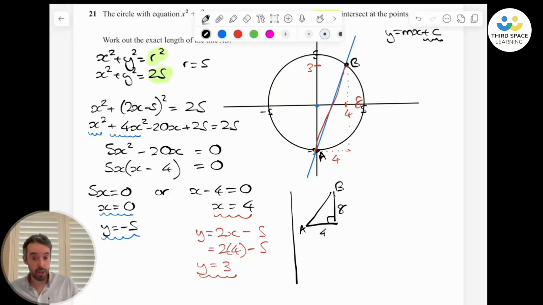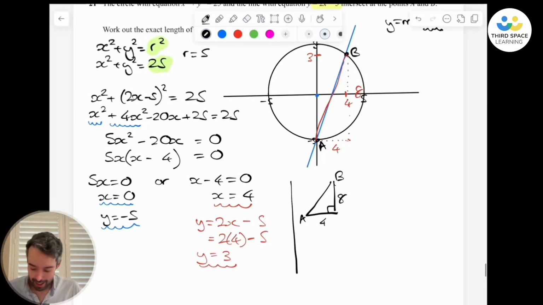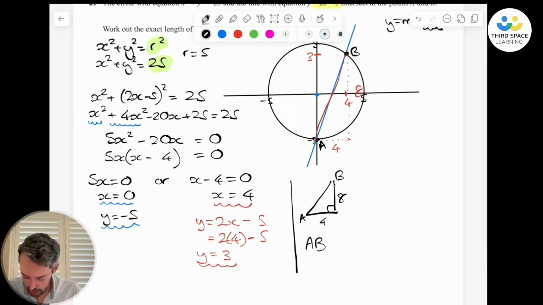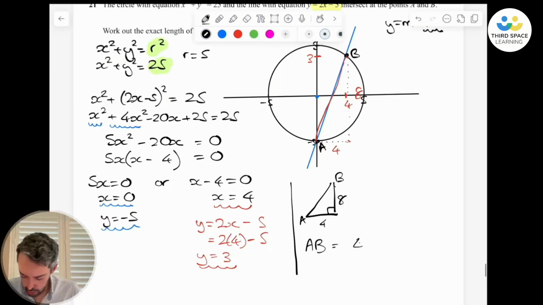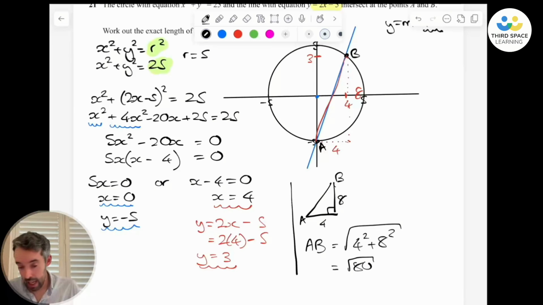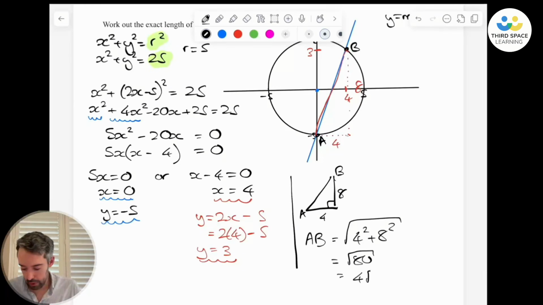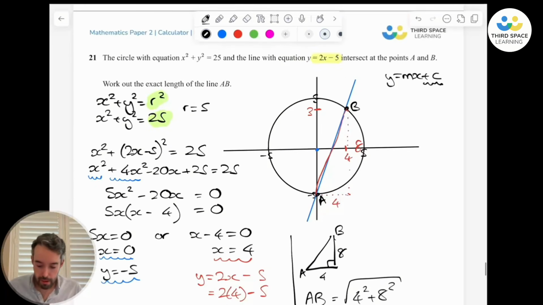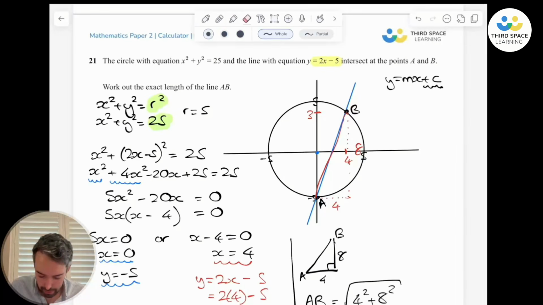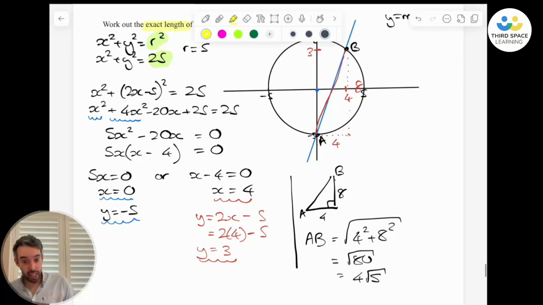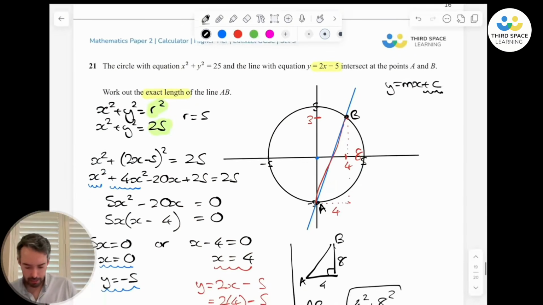So this is just Pythagoras. So we're going to do the length of AB is equal to 4 squared plus 8 squared, square rooted, which is root 80, and that will simplify to 4 root 5. Remember, it says the exact length, so do not put a decimal there. If you're using a calculator there, which I would recommend, make sure it gives it to you in surd form. Now that is a 6-mark special.